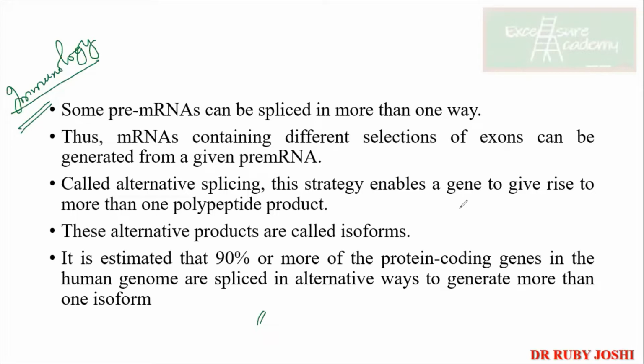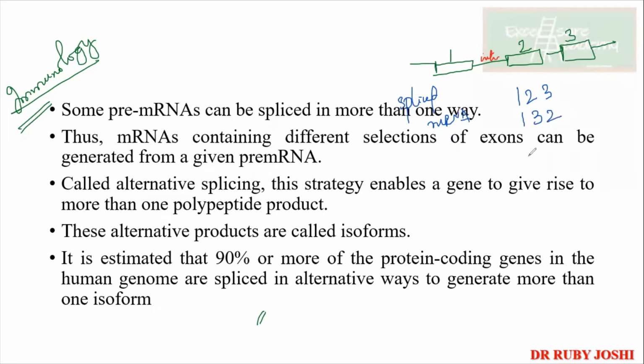So alternate splicing is like, suppose, let us say these are your exons, and these are your introns. Now, alternate splicing says that the product, that is your transcribed or spliced RNA, can be formed in different ways. So I can have a combination of 1, 2, 3 exons. I can have 1, 3, 2. I can have, let's say, 2, 3, 1. Different combinations I can have.